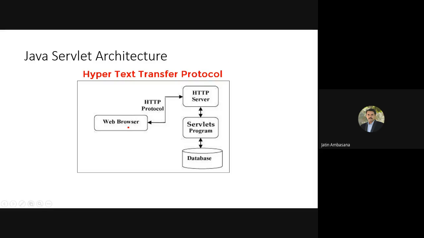The web browser uses the HTTP protocol to talk to the HTTP server, which in turn talks with servlet programs, which can in turn talk with databases. If you send a request to the server, the server sees which particular servlet to send that request to. If there are multiple servlets available, it may send the request to that particular servlet. The servlet may access the database, get the information, and then reply back to the client. That's what happens.